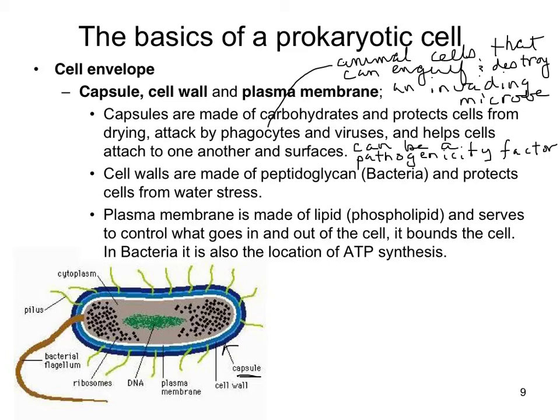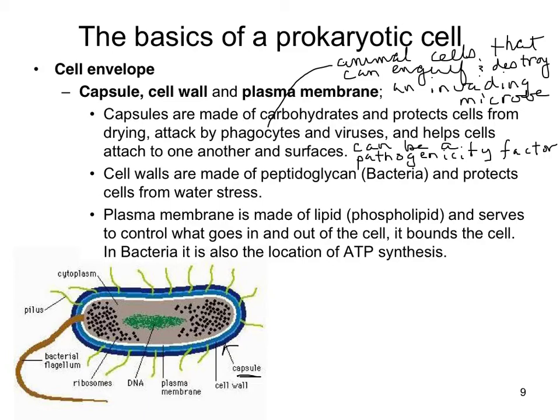Also part of what we think of as the cell envelope is the cell wall, which I discussed in a previous lecture. I mentioned that the cell walls of bacteria are made of peptidoglycan, a macromolecule consisting of amino acids and carbohydrates, and that the role of the cell wall is primarily to protect cells from water stress, protect them from blowing up, basically, or lysing from water stress.